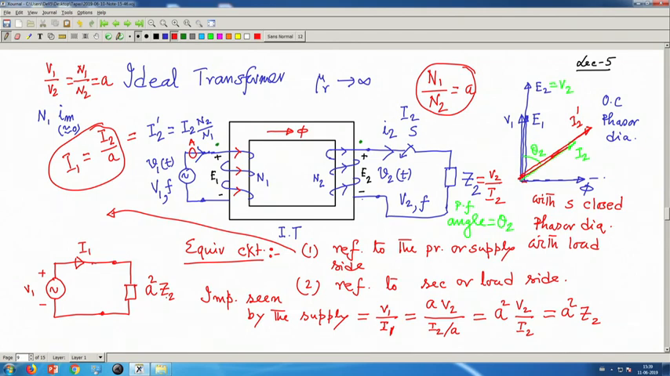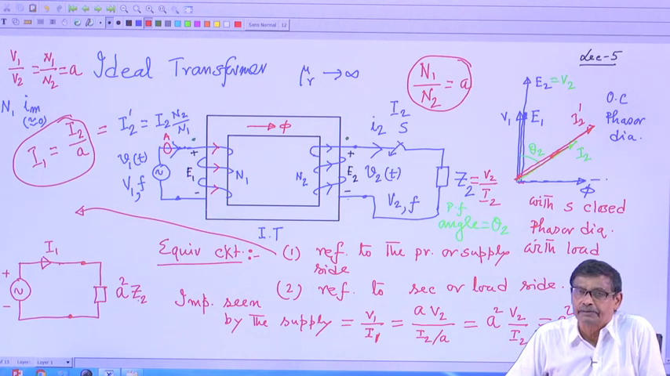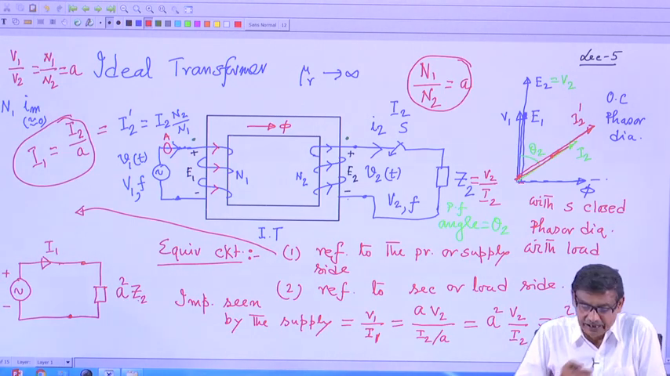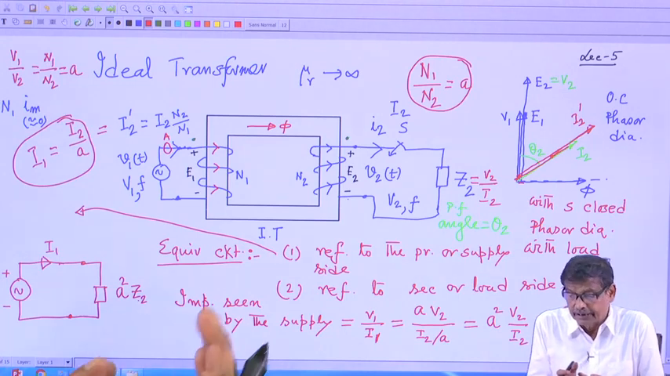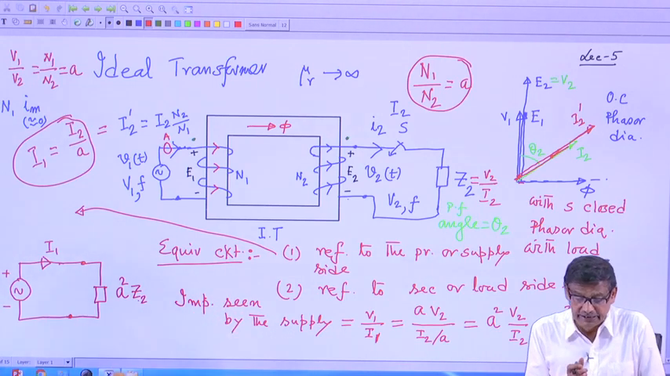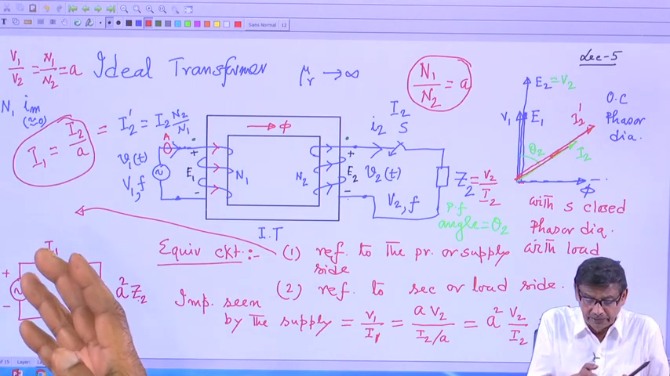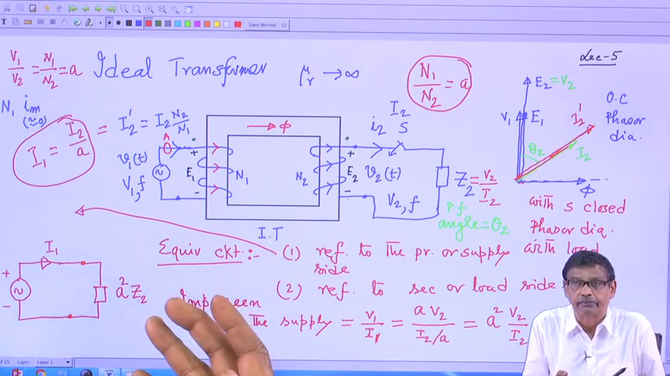Suppose we have connected a 10 ohm impedance, and the turns ratio small a is 10, then A square means 100. So, 100 into 10, it will appear to be a 1 kilo ohm resistance across the supply. So, the equivalent circuit referred to the supply side means that across the supply, the effective impedance that has been connected is A square Z2.